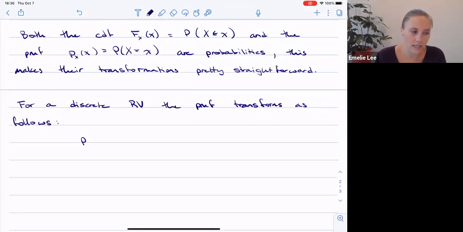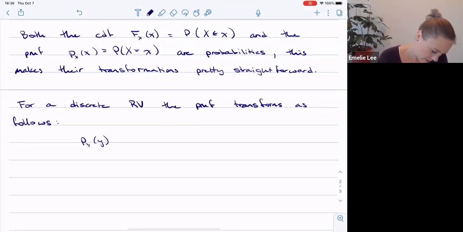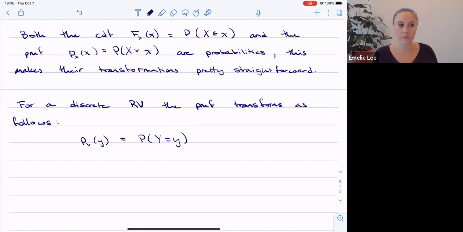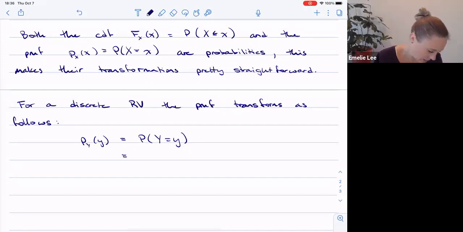P_Y of y, so we're going to work backwards here, is the same as the probability that Y equals y. That's fine. We can just say that for any variable, right? P_X of x is the probability that X equals x. So the same goes for y. So far, so good. Then we're going to say, okay, well, Y is actually going to be a function of X, g of X. So the probability of g of X is equal to y.